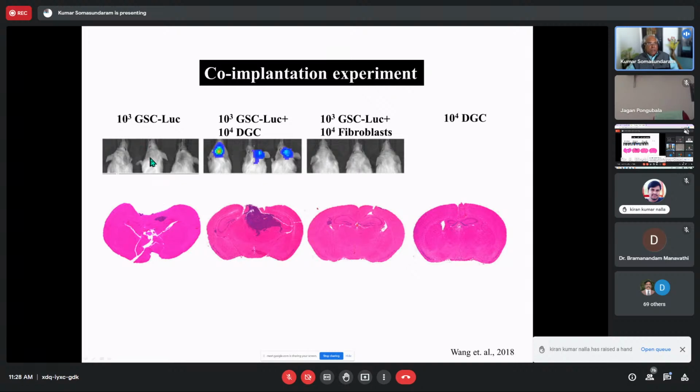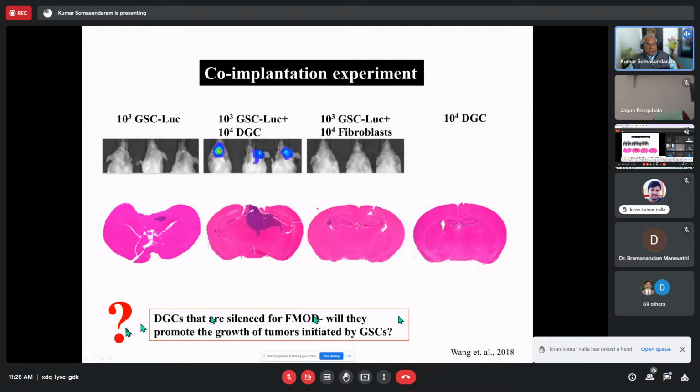So you can see when you inject only stem cells, they form a very small tumor. Hardly can you see any bioluminescence. But when they co-inject differentiated cells, you can see the same number of stem cells can form a bigger tumor. Fibroblasts cannot provide that help, and DGCs, differentiated cells, cannot form tumor by themselves. So basically, differentiated cells can help the stem cell initiated tumor to grow bigger. So the question we asked is, suppose we take DGCs in this model, silence them for FMOD expression, and then ask whether DGCs can still cooperate and help the GSC initiated tumor to grow bigger.